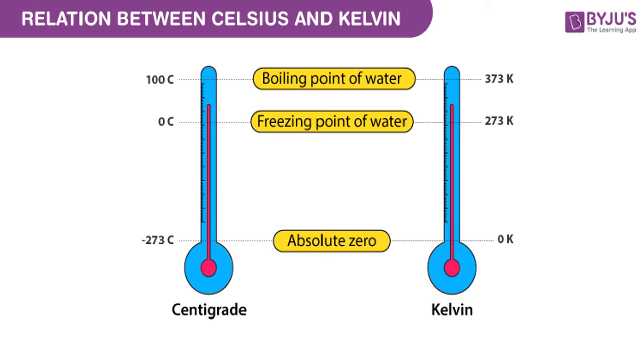If you look at the relation between Celsius and Kelvin, absolute zero is 0 K in Kelvin and minus 273 centigrade in Celsius. The freezing point of water is 273 Kelvin, which is 0 centigrade in the centigrade scale. The boiling point of water is 100 degrees centigrade, while in Kelvin it is 373 Kelvin.